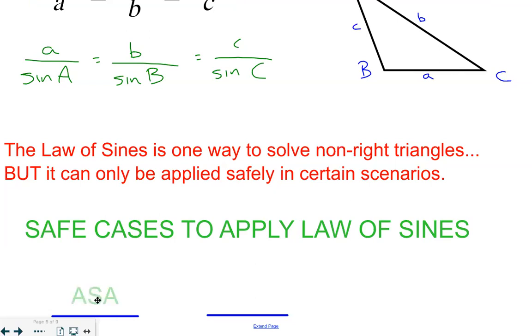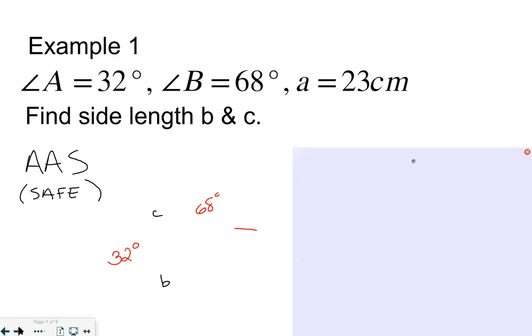The first case is the angle-side-angle scenario. That's where you have two angles and a side in between the two angle measures. The second case is the angle-angle-side scenario. That's where you have two angles followed by a side. In both cases, you have two angles provided to you, and these are safe cases to use the law of sines. Anything else, you would want to stay away from the law of sines until you learn about the other unique cases.